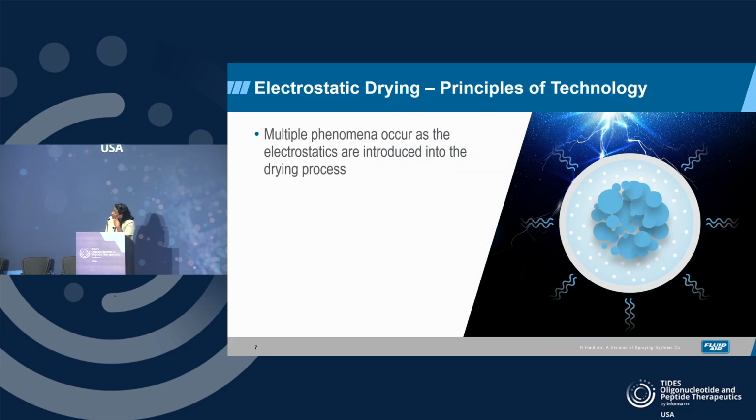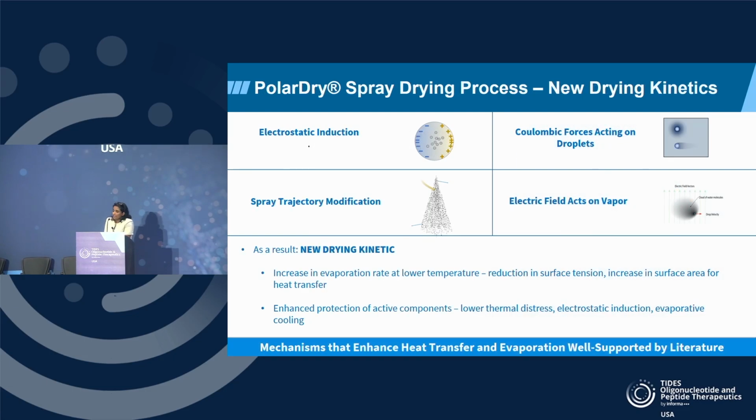So the principles of the technology: what happens when electrostatics is introduced into the spray drying process? Multiple phenomena occur. In no particular sequence or order of importance, the four phenomena that are introduced are electrostatic induction, Coulombic forces, modification of the spray trajectory, and an electric field that is developed because of the charged particles. Because of these four phenomena, a new drying kinetic is introduced.